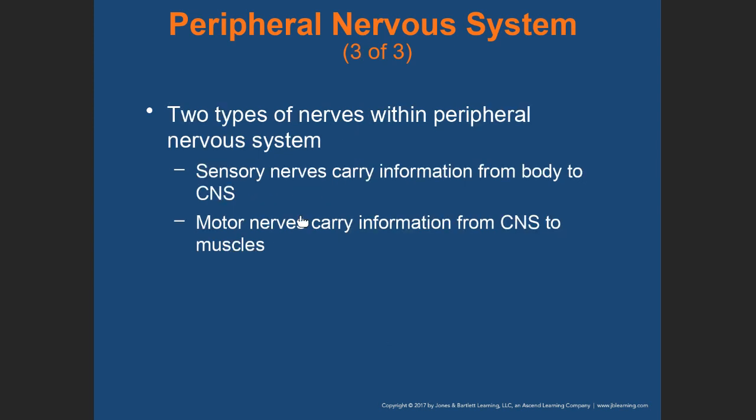All right, two types of nerves within the peripheral nervous system that you need to be familiar with are your sensory and your motor nerves. The sensory nerves carry information from the body to the brain. They pick up information in the environment and relay that message to the brain. The motor nerves carry information from the brain to the muscles.